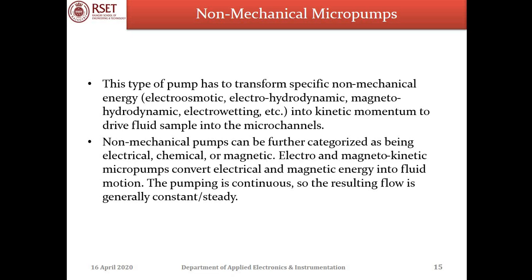So non-mechanical micropumps can be further categorized as being electrical, chemical or magnetic. Electro and magnetokinetic micropumps convert electrical and magnetic energy into fluid motion. The pumping is continuous, so the resulting flow is generally constant and steady. Now let us look into how the electrokinetic momentum is developed. In electrokinetic micropumps, an electric field is used to pull the ions into the pumping channel. So this is what happens when you apply an electric field.